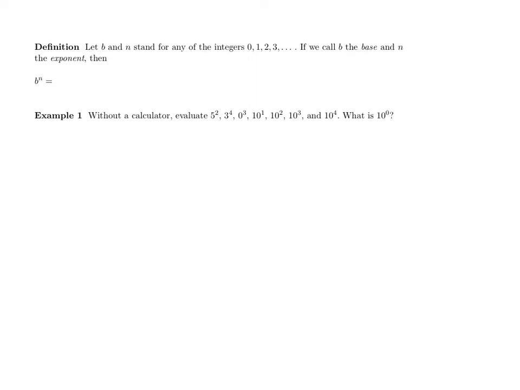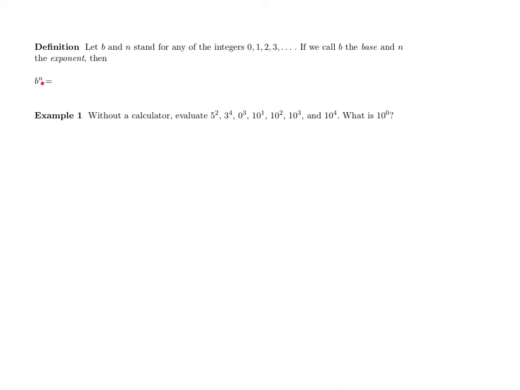To understand our base 10 number system, or really any of the other number systems that we talked about already, we have to understand what it means to be an exponent. And so here I have a definition. I'm going to let the variables b and n stand for any of these integers, 0, 1, 2, 3, and so on. We call b, this lower number here, the base, and we call n the exponent.